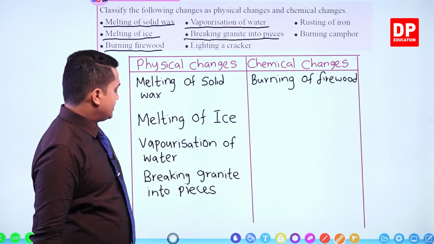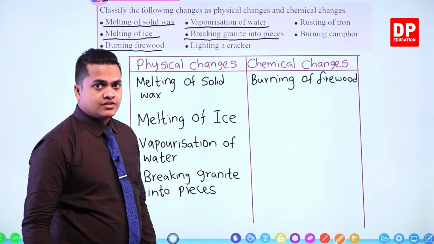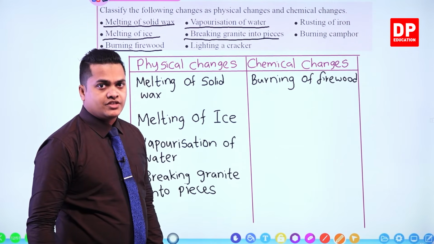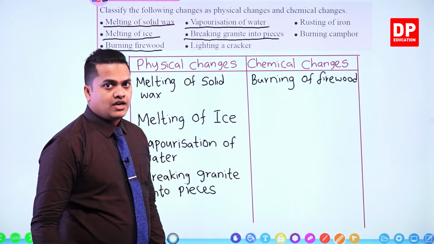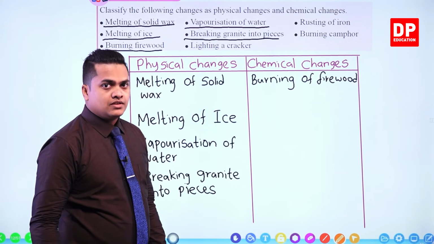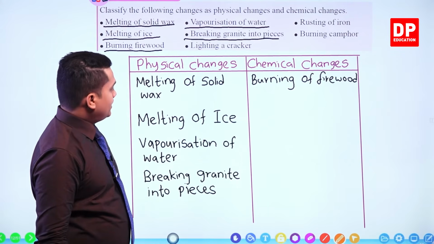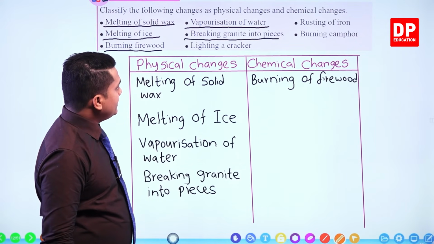This is a good example for a physical change. The size of the material is getting changed. Larger pieces of granite are converted into smaller pieces. Next one, lighting a firecracker.